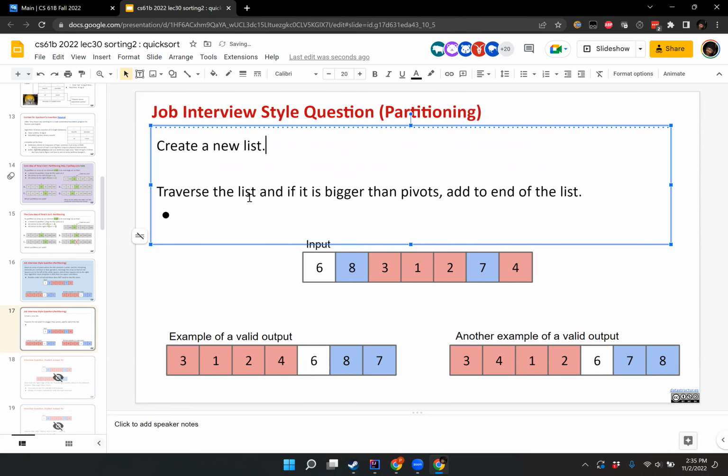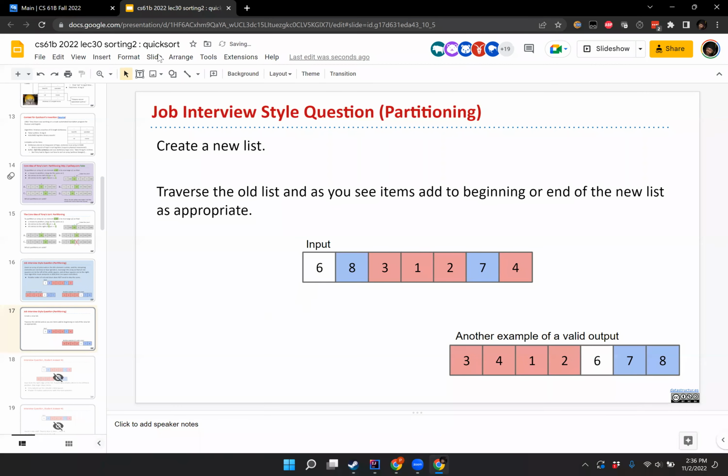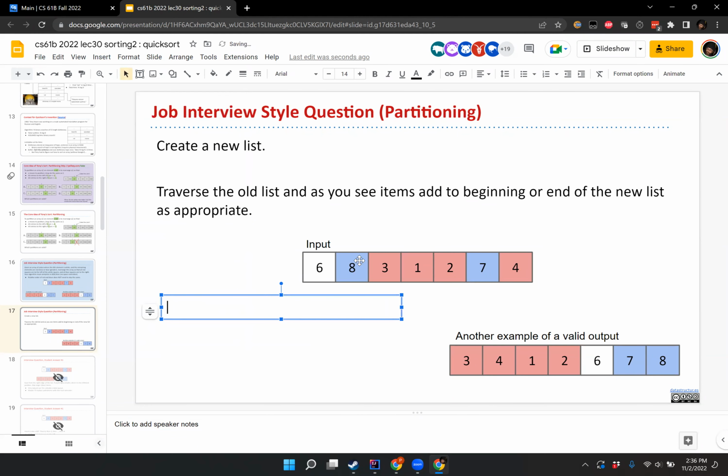Traverse the old list. As you see items, add to beginning or end of the new list as appropriate. Something like that, right? Yeah, this is the most straightforward approach. I think it's quite natural. Let's see it real quick in action. So I create a new list. I'm just gonna do it without colors. So we traverse the old list. 8, as you said, goes at the end, right? Because that's bigger. 3 is gonna go at the beginning.